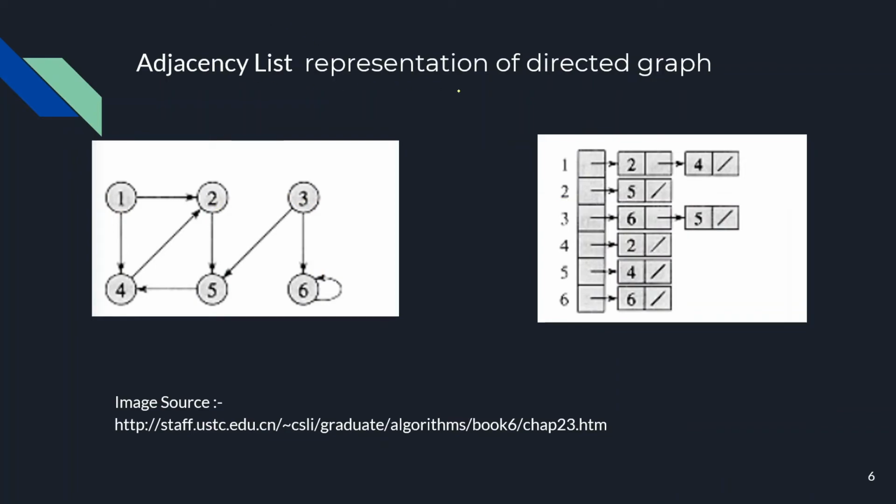Now we will look at the representation of a directed graph. As we have an edge from 1 to 2, 1 to 4, we will represent it using adjacency list. Now vertex 1 will have 2 and 4 as its connected vertices, 2 will have 5, 3 will have 6 and 5, 4 will have 2, 5 will have 4 and 6 will have 6, as there is an edge from 6 to 6.